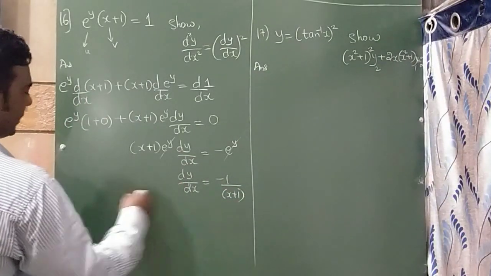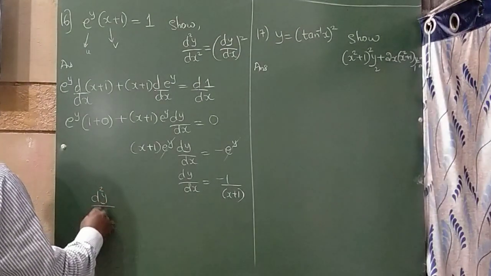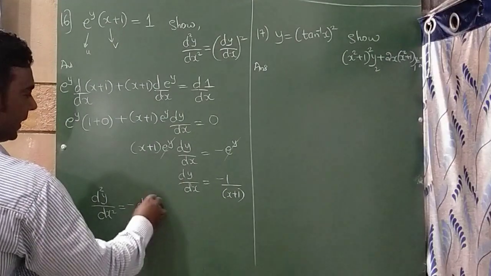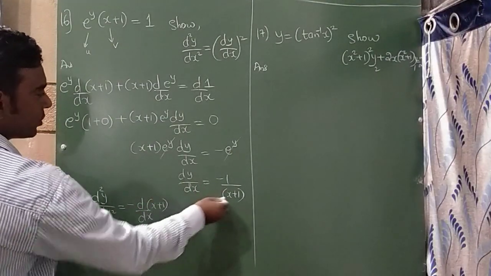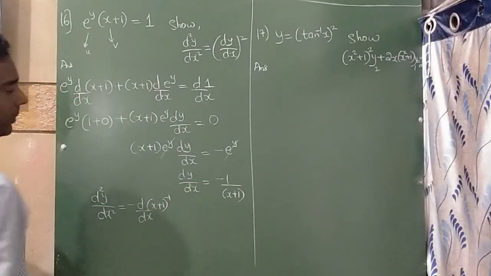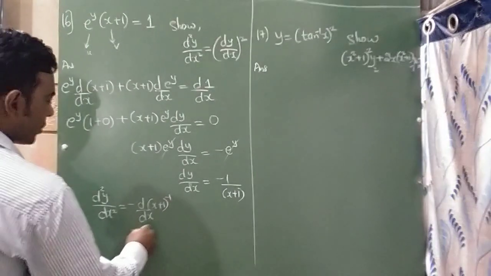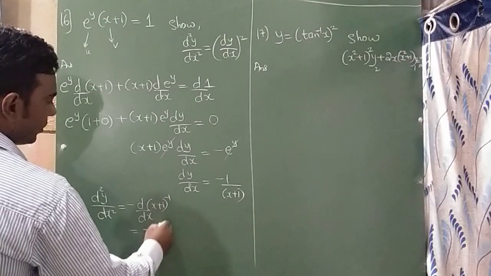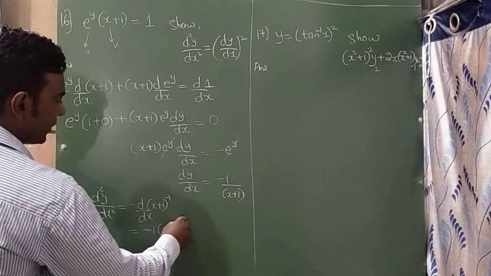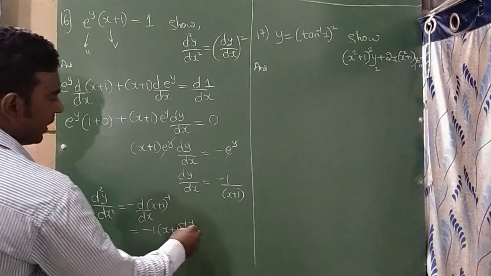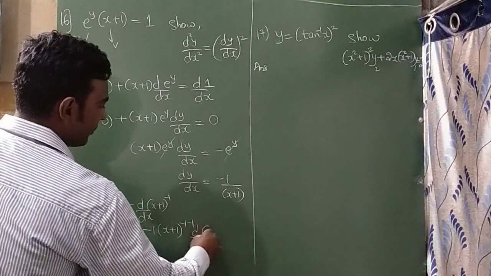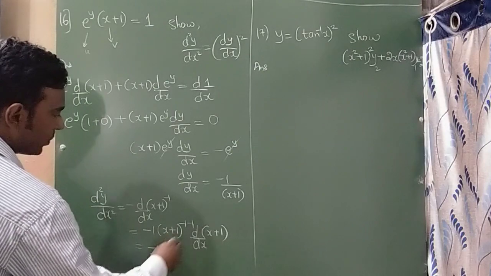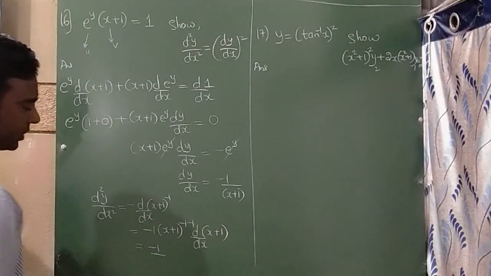Now I need to differentiate this one more time. D square y upon dx square. So minus d by dx of x plus 1. So since it goes to the numerator, it will become minus 1 here. So minus 1. Okay. So this will become x plus 1 raised to minus 1 minus 1. Now again chain rule. Fine. So here minus 1, minus 1 will become minus 2.